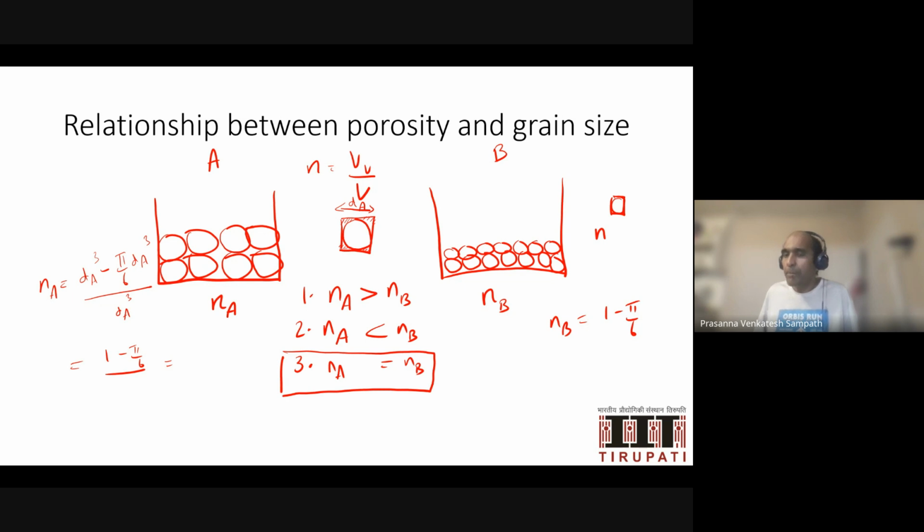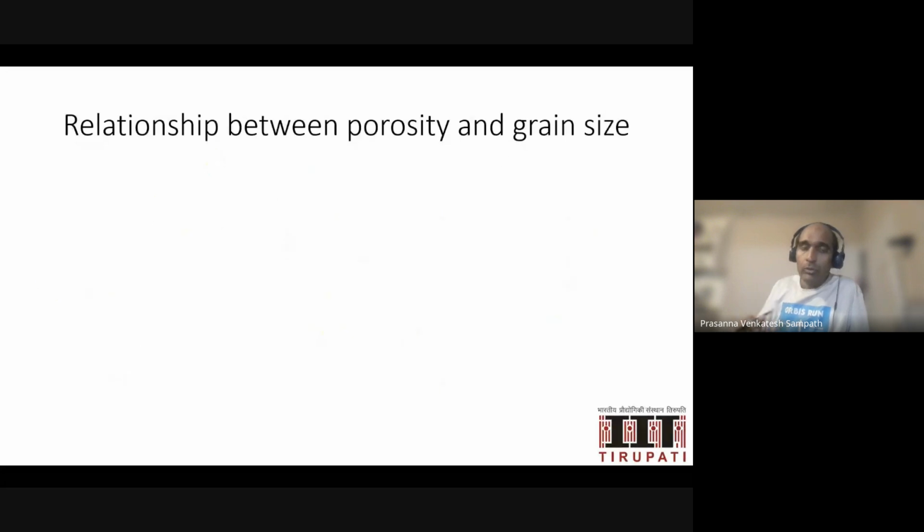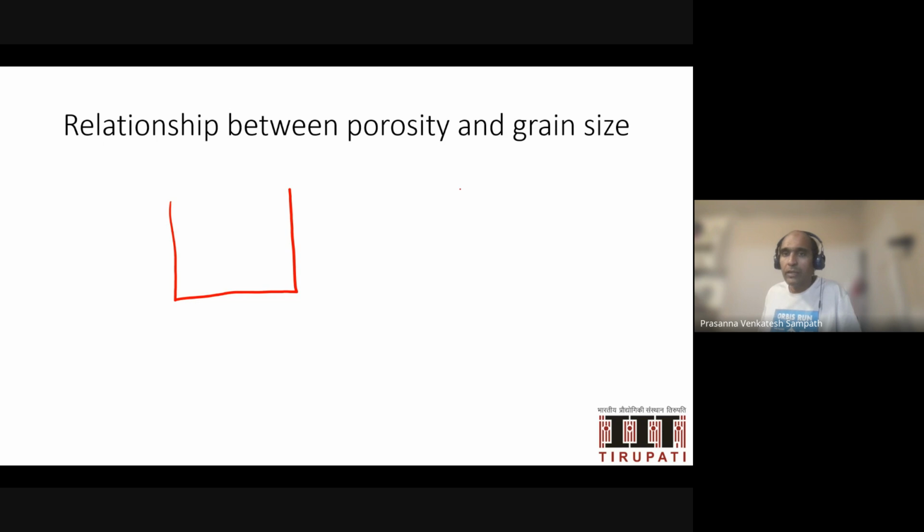Okay, any questions on that? Any questions at all? Okay, so now we'll do a second thought experiment. Again, I'll have two beakers, one on each side. I'm not going to spend a lot of time drawing this perfectly. I'm going to assume that you're understanding what I'm trying to say.